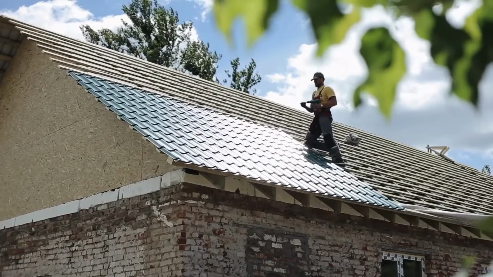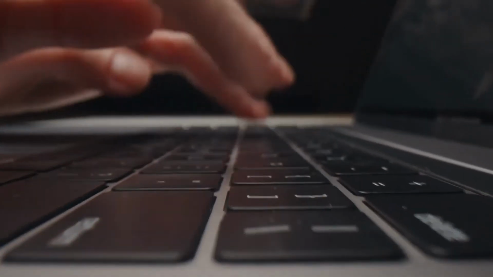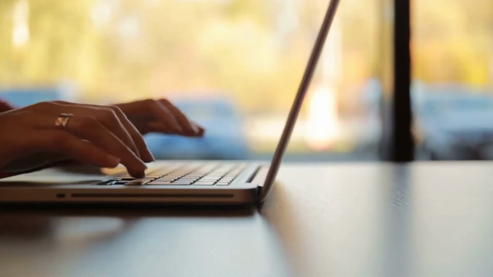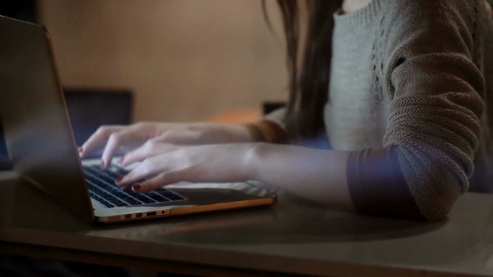An updated roof or air conditioner would be a good addition. Here is an example to help you make an inspiring and compelling description. The typical ad would describe it like this. This house includes an air conditioning unit, furnace, and appliances. It also has a basement with backyard and large deck. But a better ad copy would be like this.